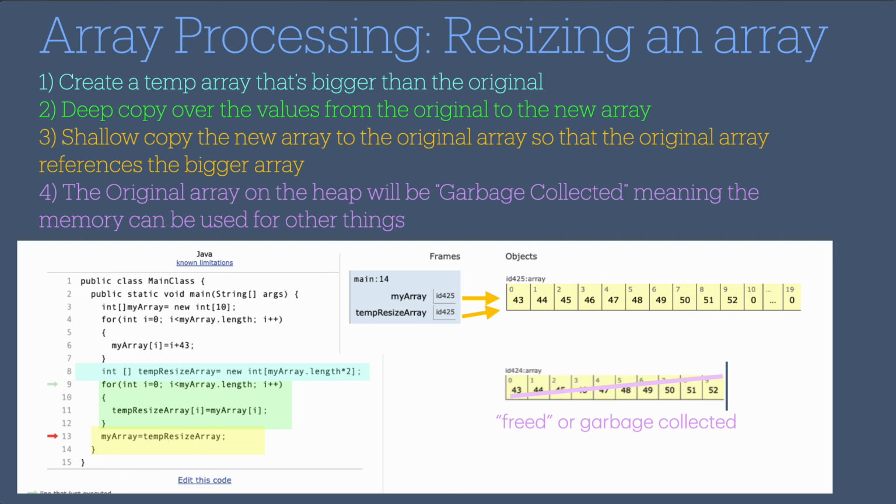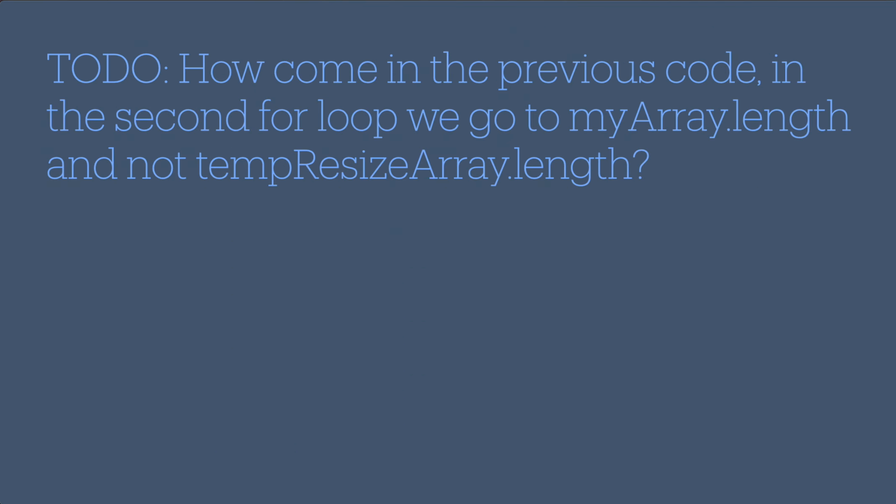This automatic garbage collection is actually a feature of Java that you will learn to appreciate when you go to C++, and you don't get this automatic garbage collection. And so things are a little different in C++. Okay, so quick to do. How come in the previous code, in the second for loop, we go to myArray.length and not temp resize array.length? So think about that and write your answer in some sort of document.